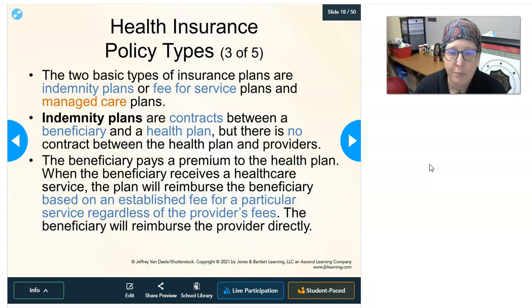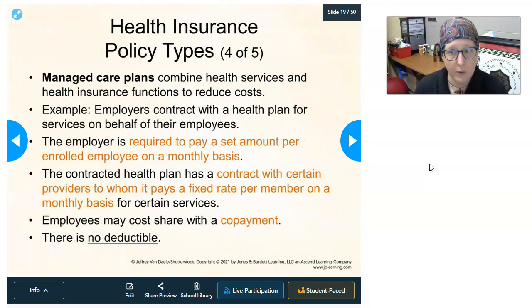The beneficiary pays a premium to the health plan, and when the beneficiary receives health care, the plan reimburses the beneficiary based on an established fee for a particular service, regardless of the provider's fees. So if the doctor bills the patient $100 for the visit, and the patient pays that $100, but the insurance plan says no, we only cover $50 for that, they'll reimburse them $50, and that's it. And so again, the beneficiary usually reimburses the provider directly, and then files for reimbursement from the health plan, but they can go see whoever they want.